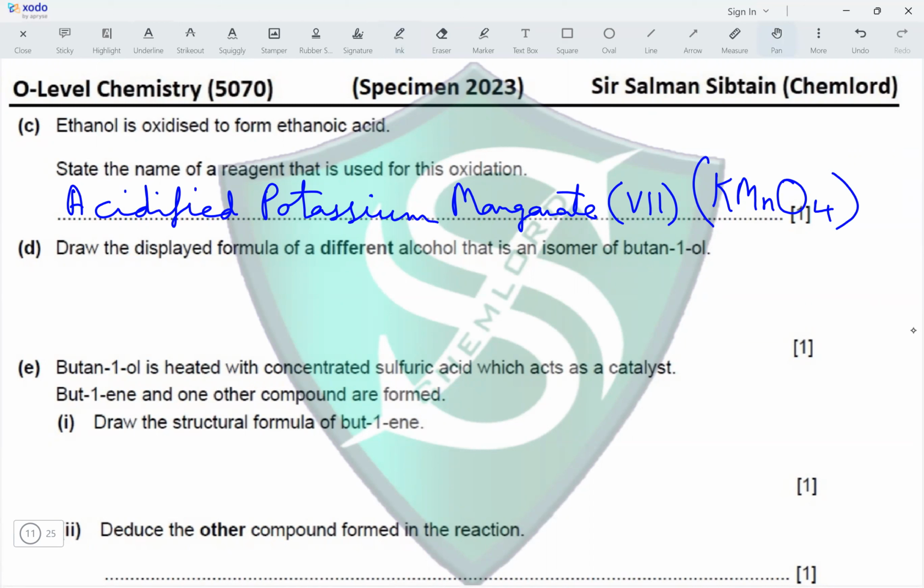Next, part D. Draw the displayed formula of a different alcohol that is an isomer of butan-1-ol. So butan-1-ol has the OH group present on the first carbon atom. If we move the OH group to the second carbon atom, we would end up with butan-2-ol. So let's draw butan-2-ol. So we have 4 carbon atoms present, 1, 2, 3, and 4. And like I said, we move the OH group to the second carbon atom. So all the other positions in this compound would be occupied by hydrogen atoms. And this is the structure of butan-2-ol that we have just drawn here.